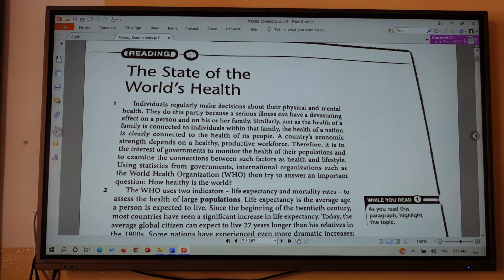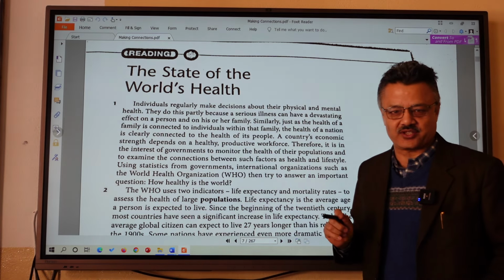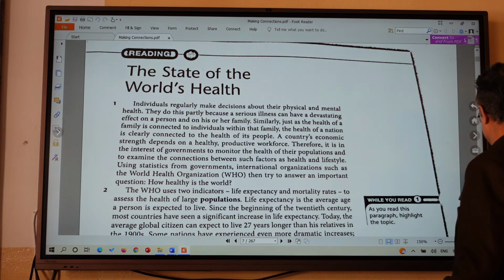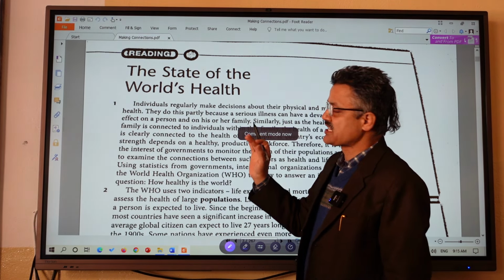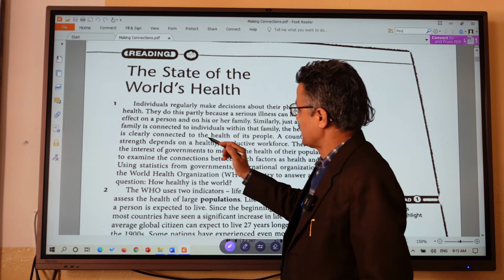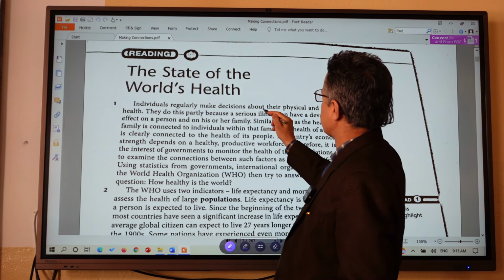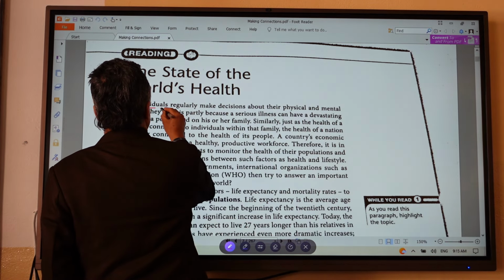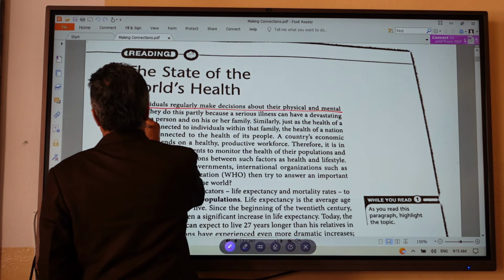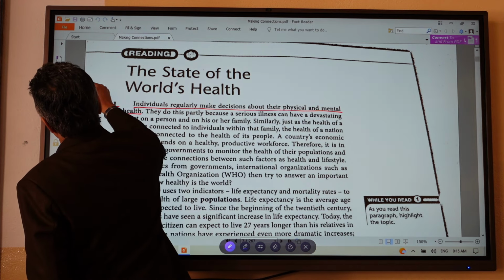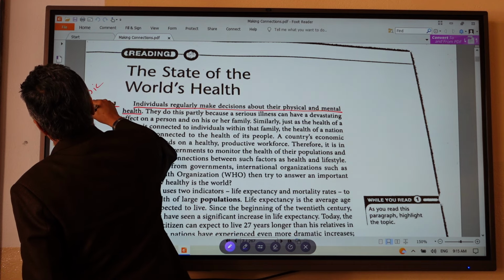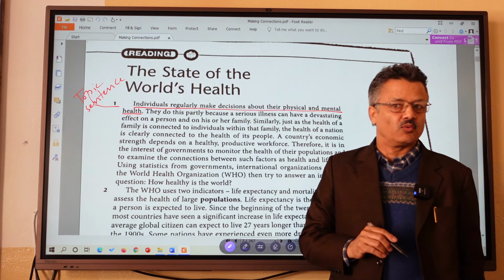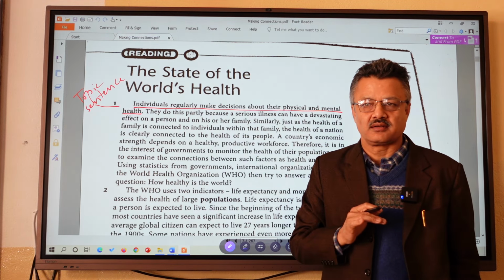I don't know. So, let me explain something which Aditi might be aware of, but we should know. Look here. What is making connection in this paragraph? Let me explain. The individuals regularly make decisions about their physical and mental health. Now, let me underline this sentence first. This sentence is called a topic sentence. What do we call it? Topic sentence. Say it. Topic sentence.